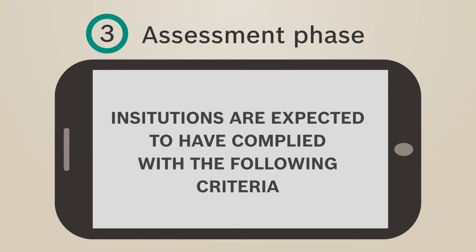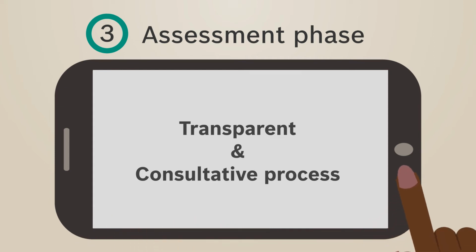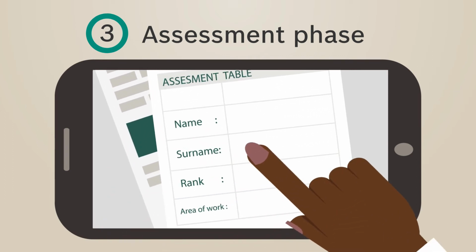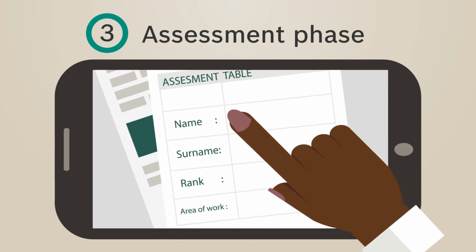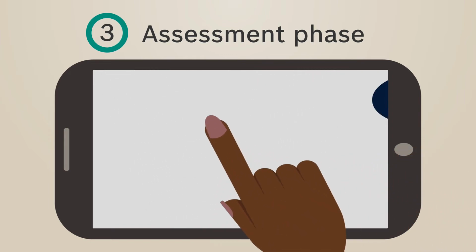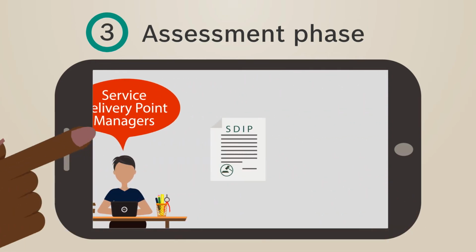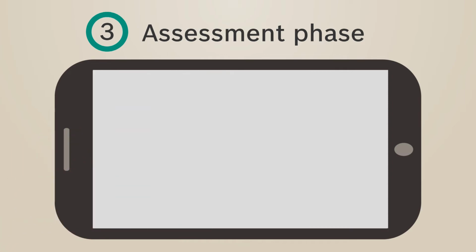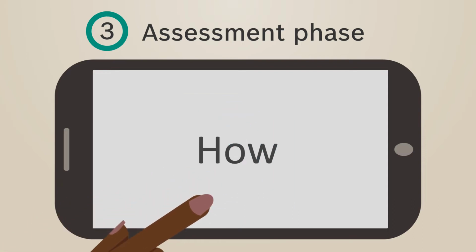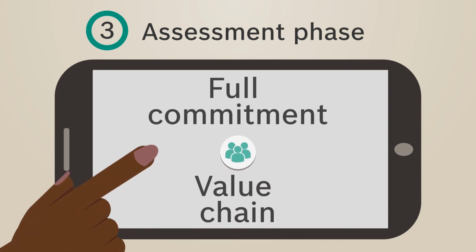Institutions are expected to have complied with the following criteria. An open, transparent, and consultative process was followed when developing the Service Delivery Improvement Plan. The provision of a table and all the details of the SDIP team: name, surname, rank, and functional area of work. How the executive management and service delivery point managers got involved in the development of the SDIP, what approach was adopted to secure buy-in across the institution, and how the plan will further be cascaded for full commitment of all the affected staff members in the value chain.